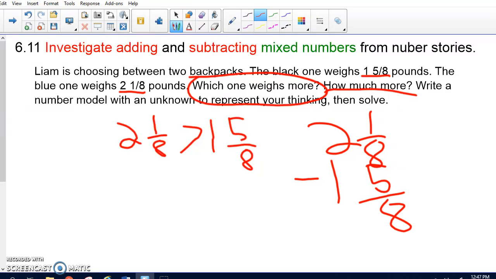1 5/8 equals something. And then because you can't do 1/8 minus 5/8, so I took the 2 away and made it a 1. And then I took away 1/8 and made it 9/8 because that's 1 whole more. So it's like borrowing is what you're doing, right?